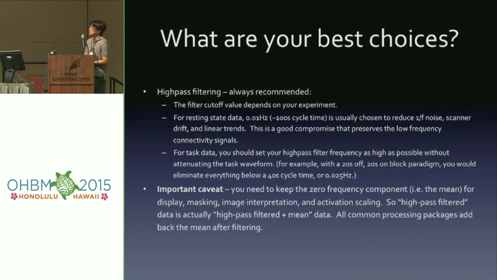For example, if you have a 20 seconds on, 20 seconds off block design, the task frequency is about 0.025 hertz. So you can move your high-pass filter up to as high as 0.02 hertz, to really boost your signal-to-noise ratio by targeting this frequency.